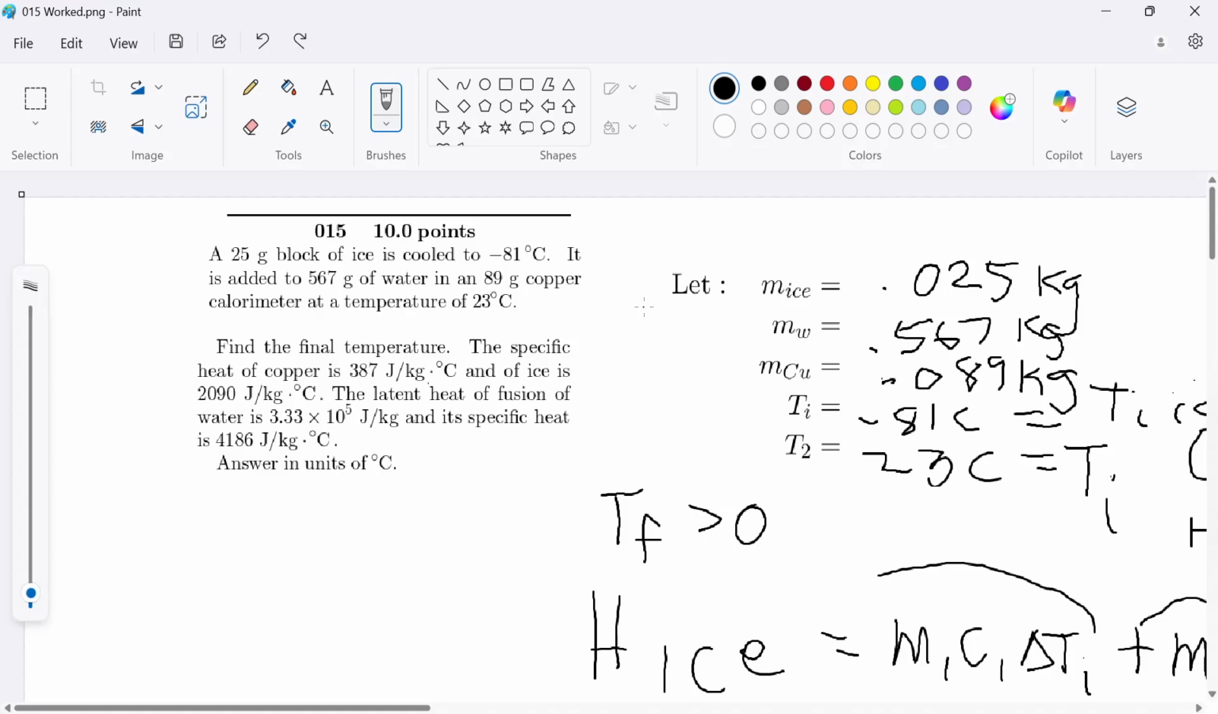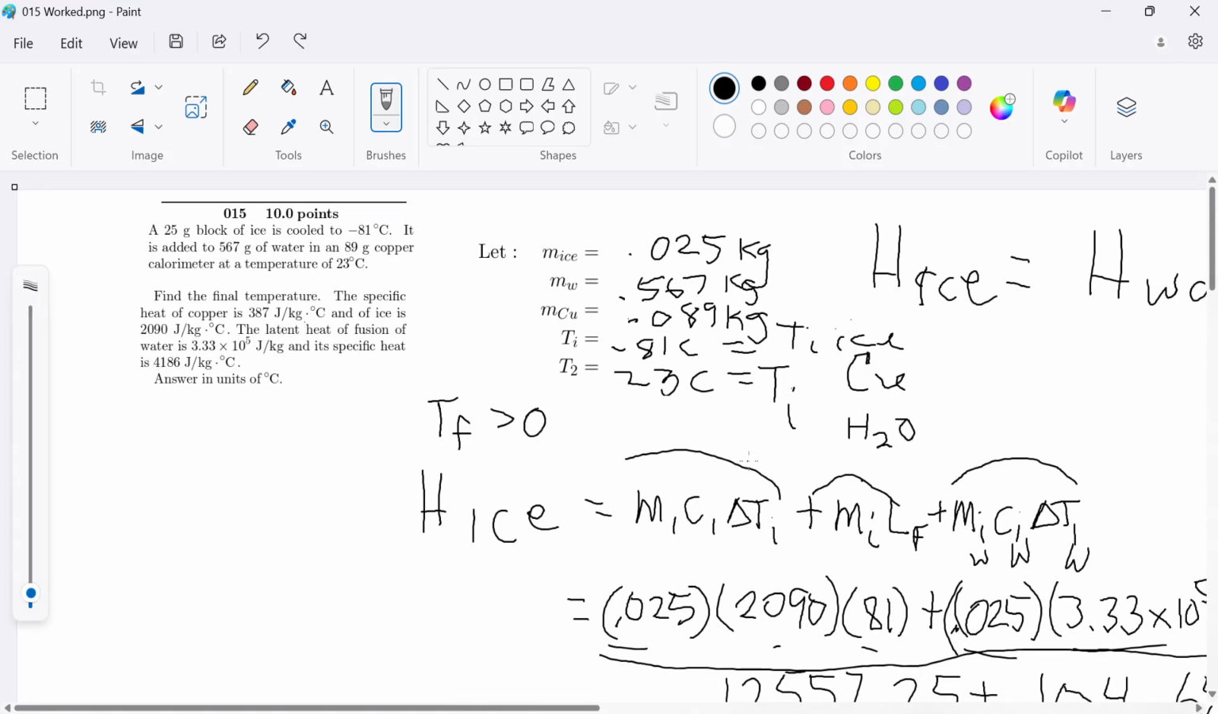That of ice is 2090 joules per kilogram degrees Celsius. The latent heat of fusion of water, that's what it takes to change it from ice to liquid or liquid to ice, is 3.33 times 10 to the fifth joule per kilogram, and its specific heat is 4186 joule per kilogram degrees Celsius. In this course it uses 4186. In many other places it uses 4184. I'm going to use 4186. Answer in units of Celsius.